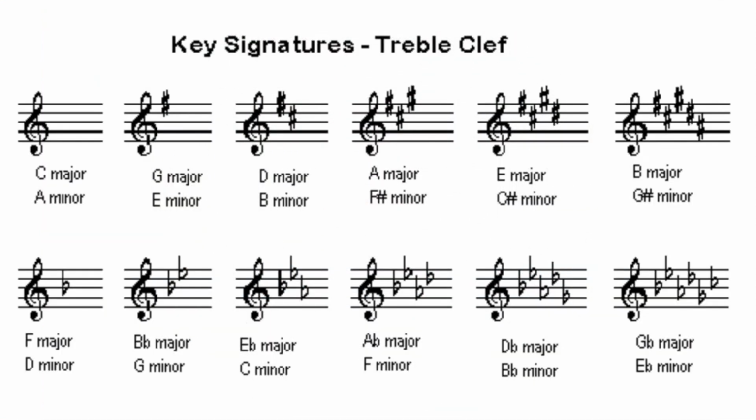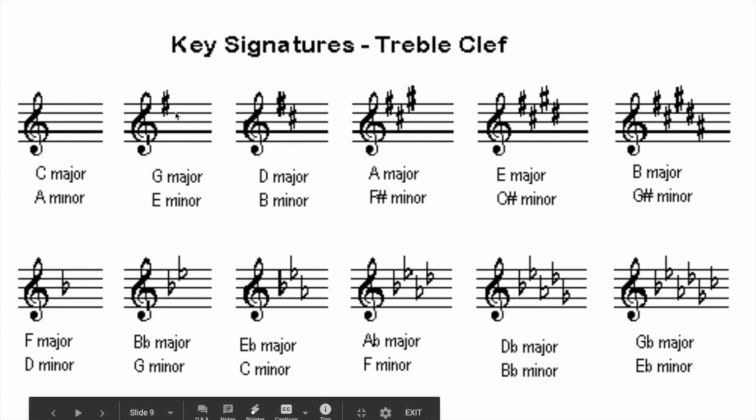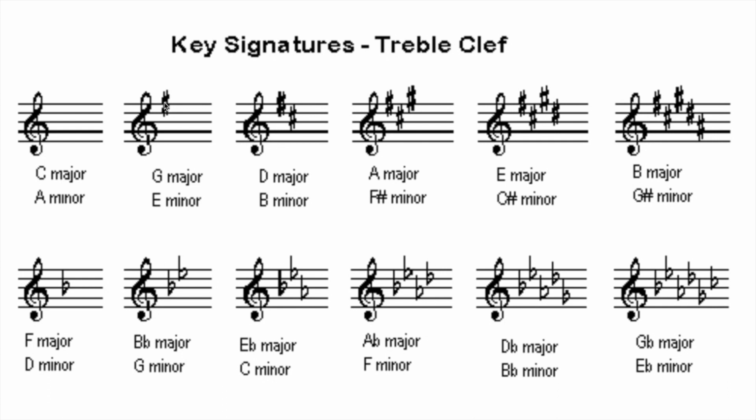Key signatures tell us what notes are flat or sharp all of the time. Because composers, as my teachers always used to tell me in college, composers are lazy people. So they just want to say, you know what? All of the Fs are going to be sharp in this piece. So they just put it in the key signature and then they don't have to mark it the rest of the time. Here are all the key signatures for treble clef.